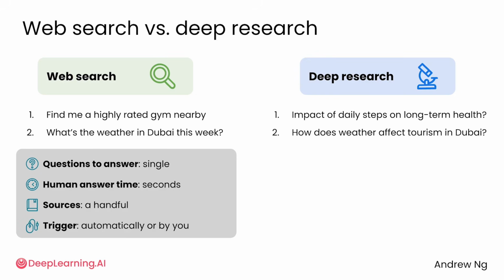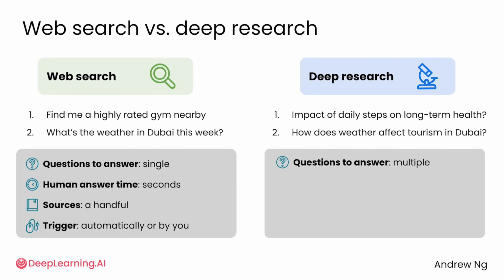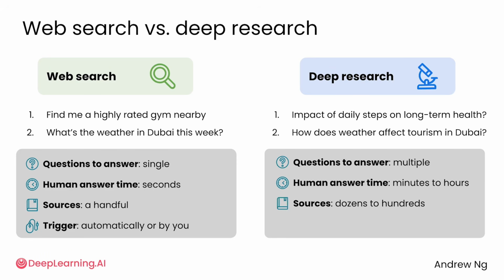Whereas deep research often is trying to draw a complex set of conclusions that may require answering multiple questions or multiple dimensions that relate to a question. And I think of this as doing work that would take me minutes, maybe even hours, if I was doing this manually. And I may want many sources of information synthesized. And as we've seen, deep research is usually triggered explicitly by the user.